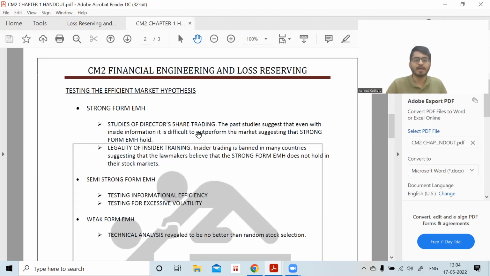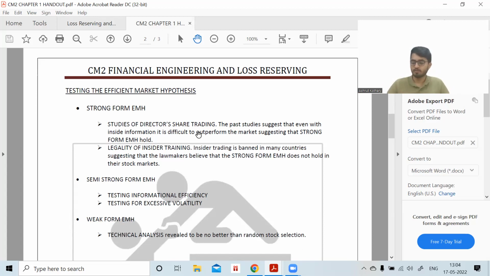Next, what I have is testing from semi-strong form EMH. This is testing informational efficiency. I will come across it; what do I mean by informational efficiency? Testing for excessive volatility is something we will be covering right at the end of the chapter.